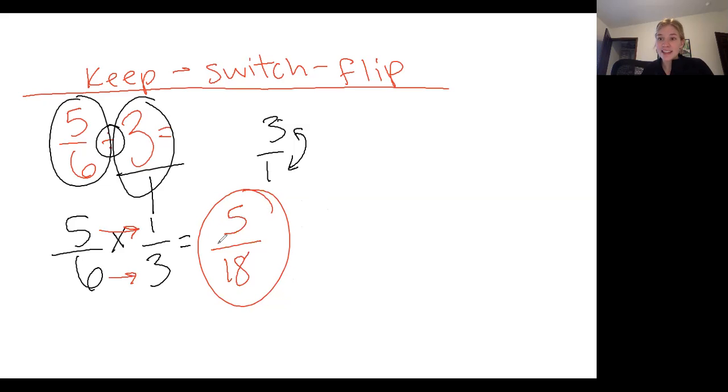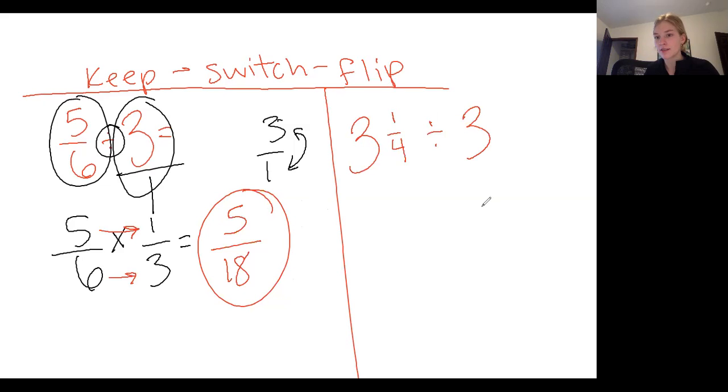One last bit of advice. If you get into a problem that says, this is just extending this lesson. If you get into a problem that has a mixed fraction, maybe 3 1/4, and you need to divide that by a whole number. Well, we need to change this into an improper fraction. That's really the simplest way to go about this.